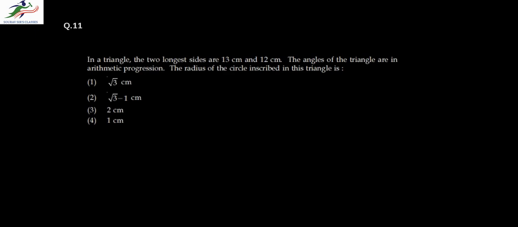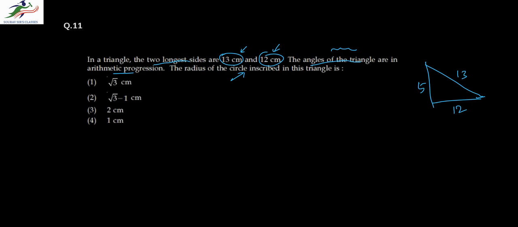So it's saying that in a triangle the two longest sides are 13 and 12 centimeter and the angles of a triangle are in arithmetic progression, and we are asked to find the radius of the inscribed circle, or inradius. Now the condition that the two sides are 13 and 12 and the angles being in AP means that the triangle is a right angled triangle whose hypotenuse is 13 and then the other sides are 12 and 5.